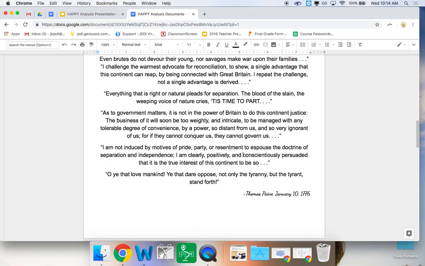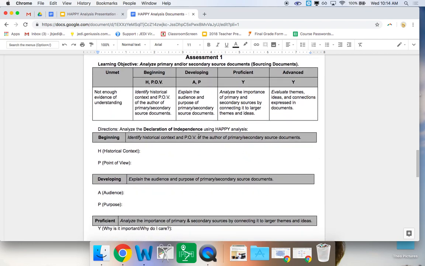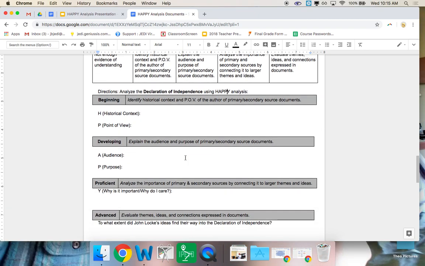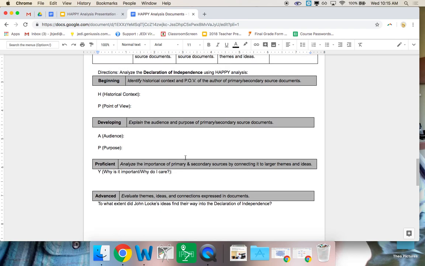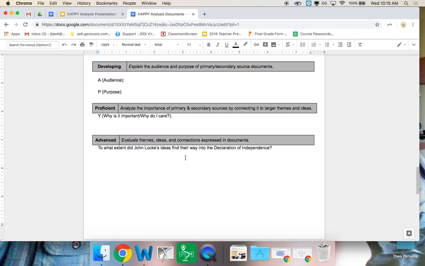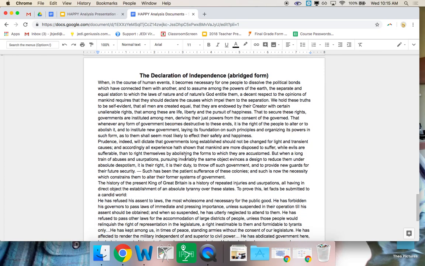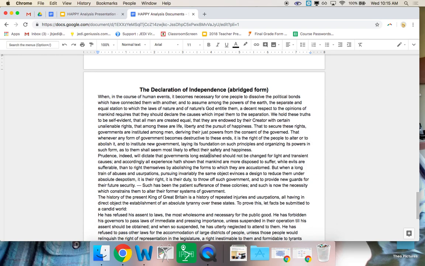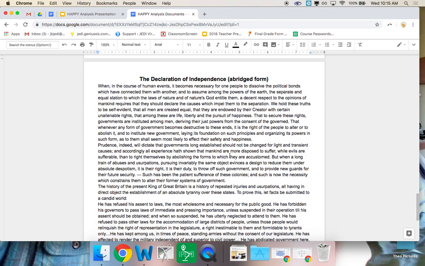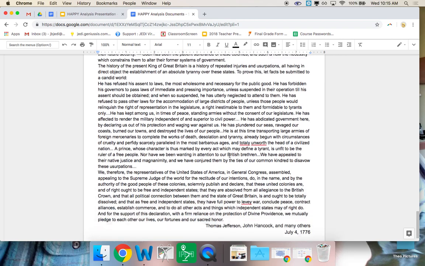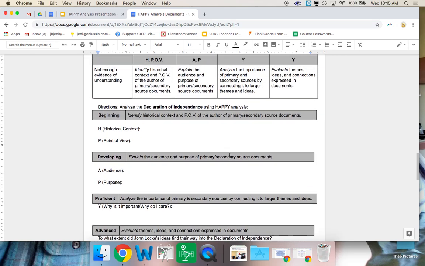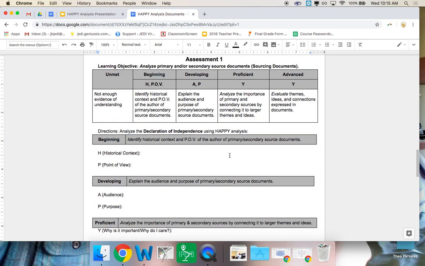So now your task for your first assessment, I would like you to analyze the Declaration of Independence using happy analysis. So do this on your own. Same format that we just did for common sense, but now you have a different document, the actual Declaration. Now this is an abridged, meaning a shortened form, but it's still going to be a tough read. 230 years old, but hopefully happy analysis will help you understand the purpose of it.